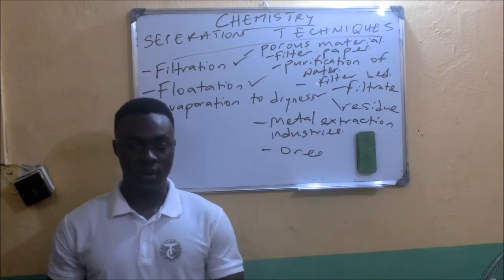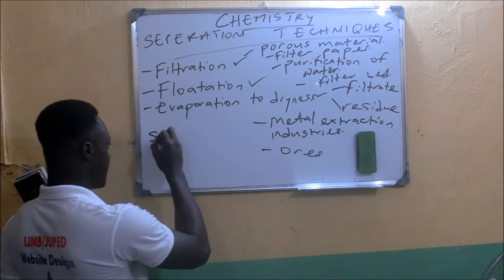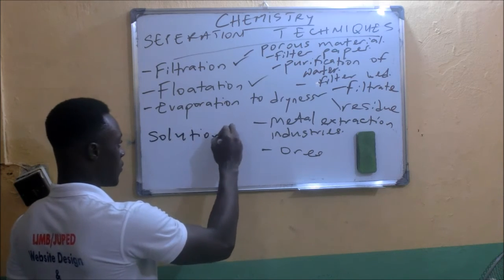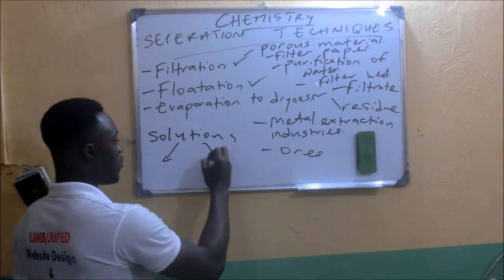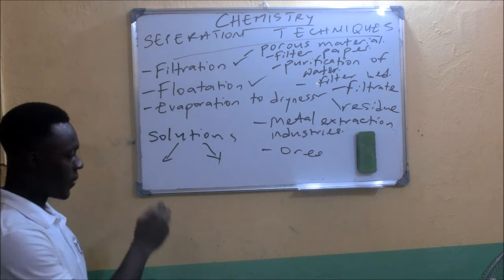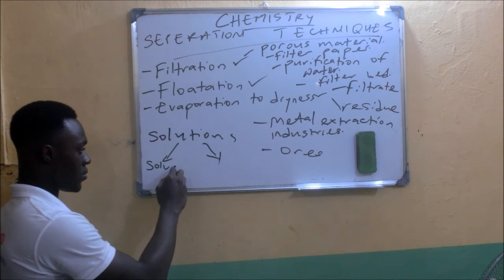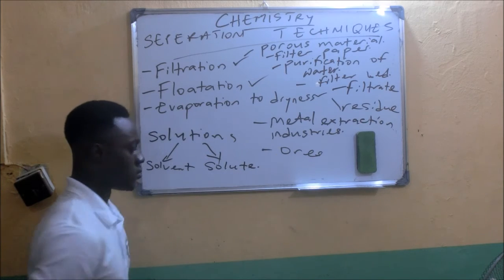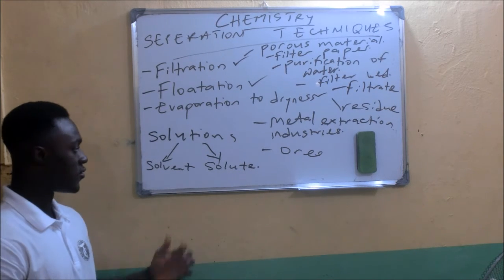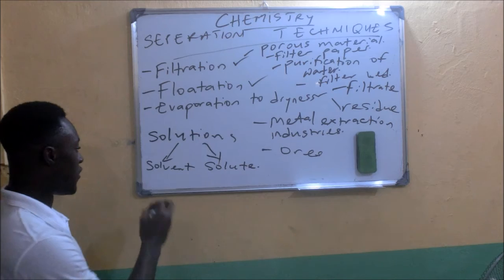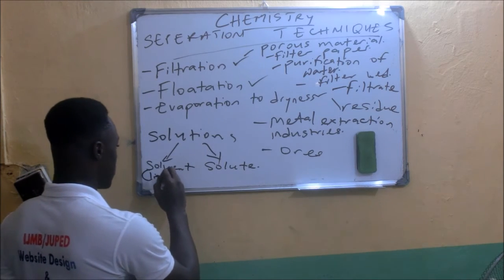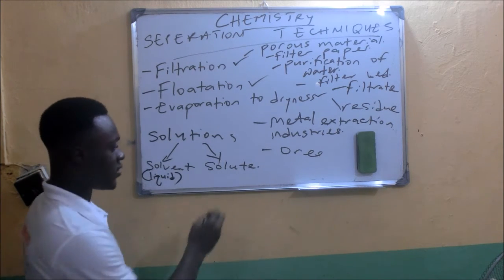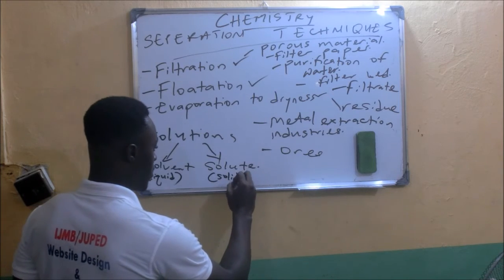Okay. So this one is basically used for solutions. And a solution is made up of two parts, right? The solvent and the solute. Okay, two parts, solvent and the solute. Now, the solvent is the liquid portion, while the solute is the solid portion.